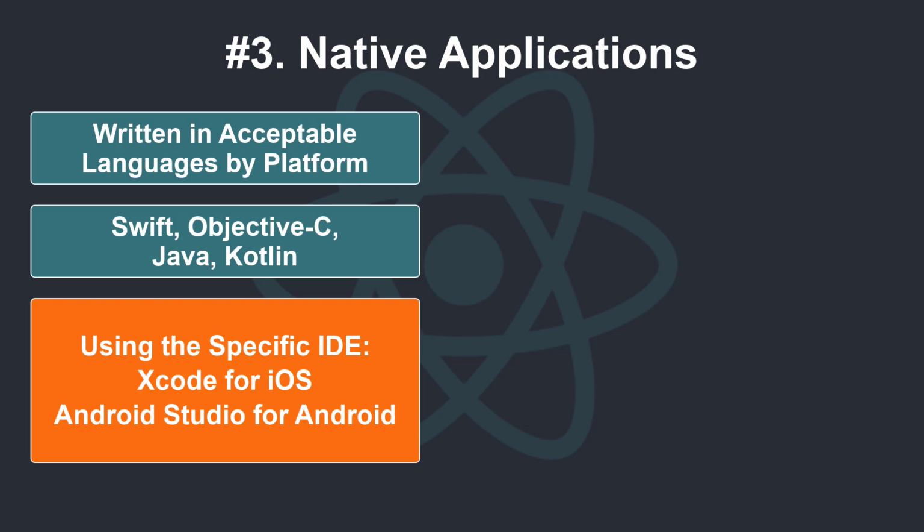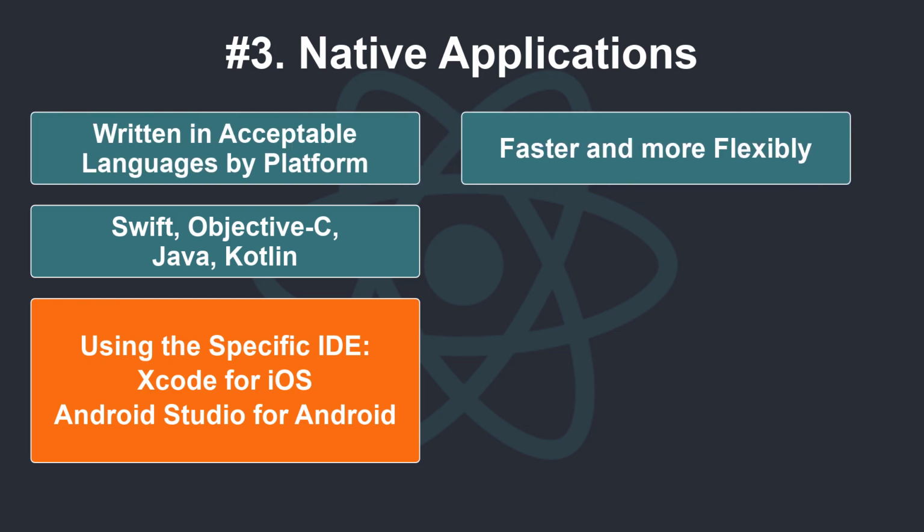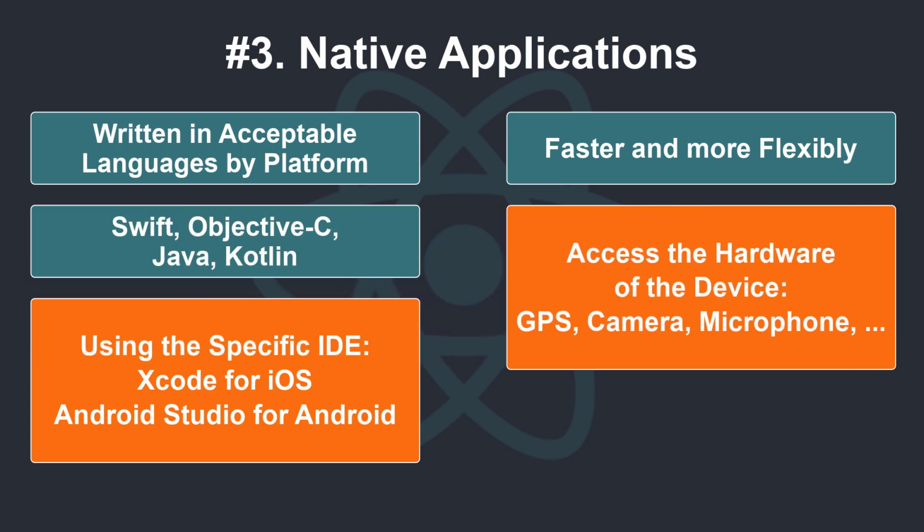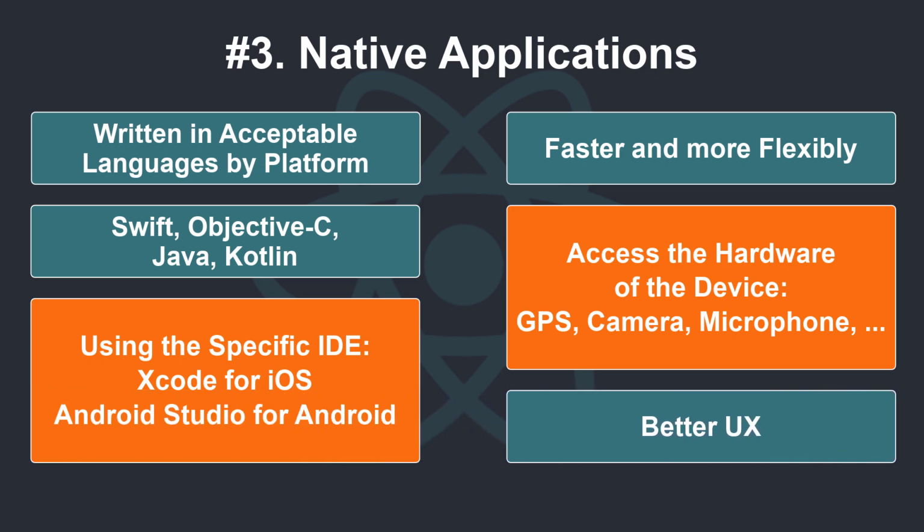Native apps work with the device's OS in ways that enable them to perform faster and more flexibly than alternative application types. These apps can directly access the hardware of the device, such as the GPS, camera, microphone, etc. So they are faster in execution, which ultimately results in better user experience.